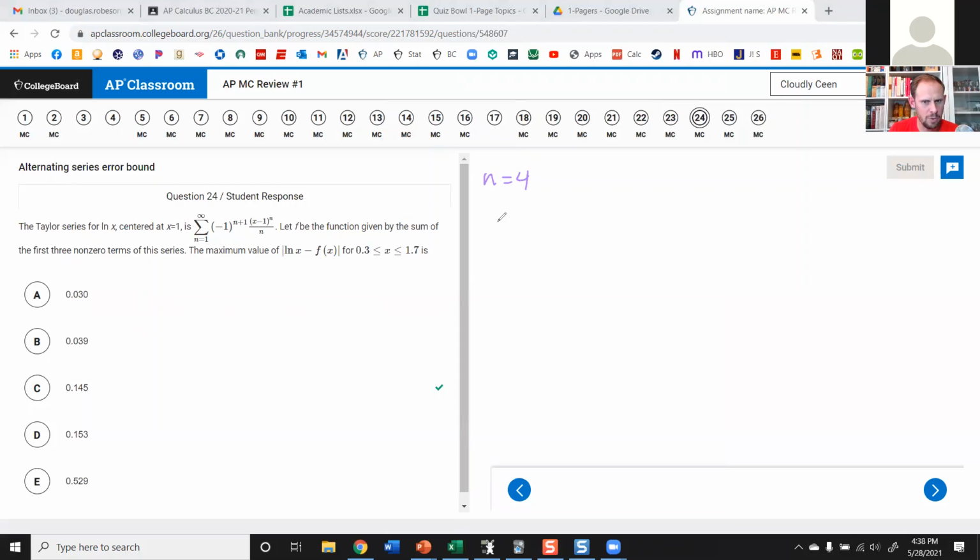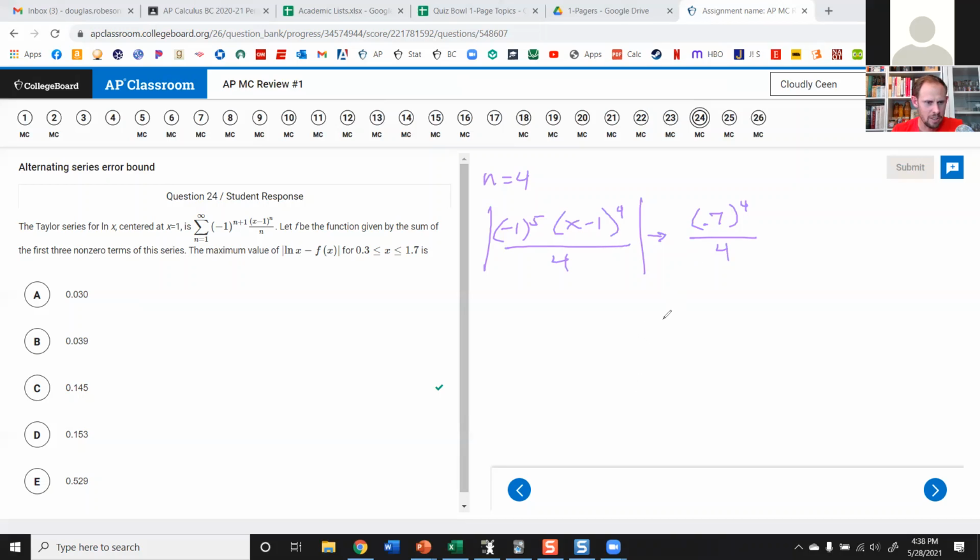So if we plug in n equals 4 and look at the absolute value of that, we're going to have negative 1 to the 5th. That's going to go away. We've got x minus 1 to the 4th over 4. And now we've got the 2 different endpoints we can try, 1.7 or 0.3. Either one we plug in gives us 0.7. One of them's positive 0.7, the other one's negative 0.7, but we're going to take absolute value anyway. So what we get is 0.7 to the 4th over 4.